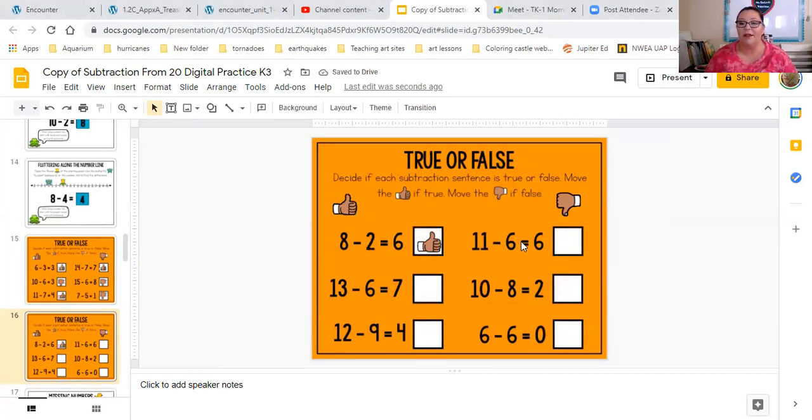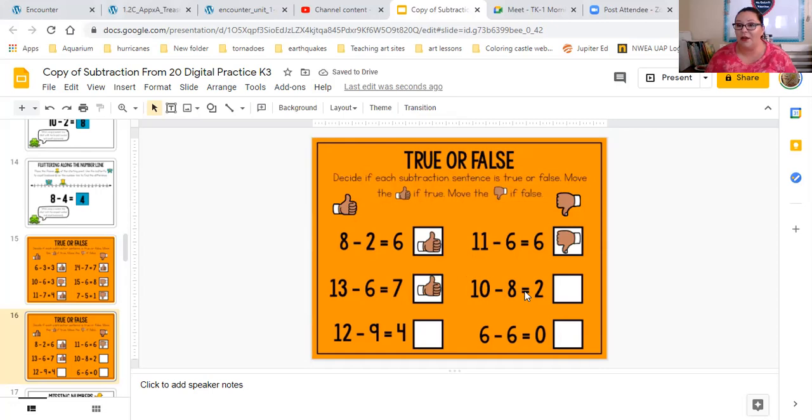11 minus 6 equals 6. That is false. Oh, did I trick you? You guys are too smart. I can't trick you. 13 minus 6 equals 7. I think that's true because the 6 is only 1 less than 7. 7 plus 7 equals 14. So 1 less would give us 13. That one is true. Very good.